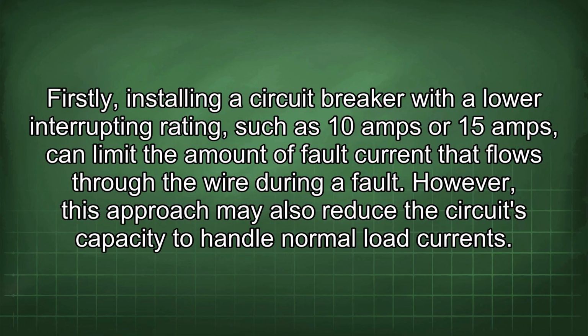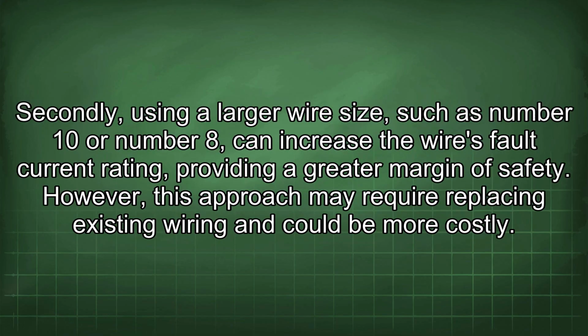Firstly, installing a circuit breaker with a lower rating such as 10 amps or 15 amps can limit the amount of fault current that flows through the wire during a fault. However, this approach may also reduce the circuit's capacity to handle normal load currents. Secondly, using a larger wire size, such as number 10 or number 8, can increase the wire's fault current rating, providing a greater margin of safety. However, this approach may require replacing existing wiring and could be more costly.